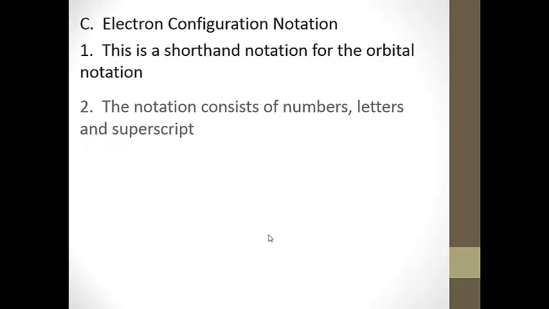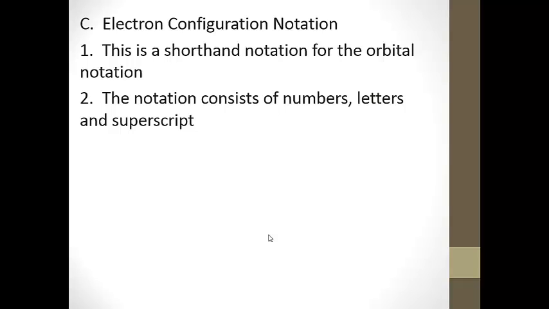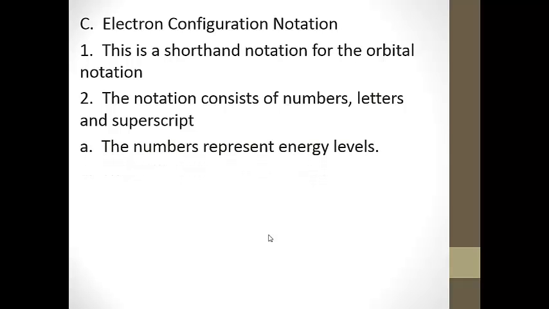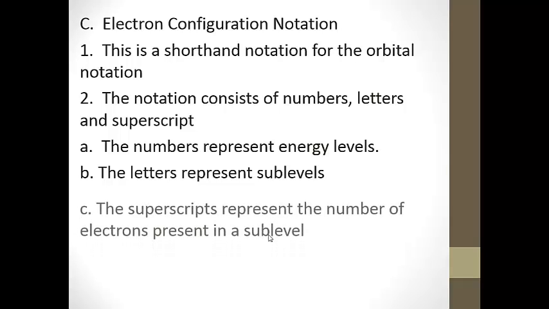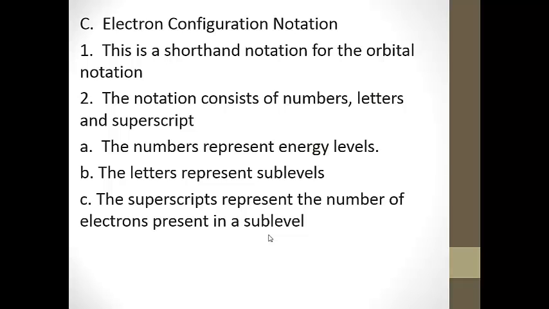Our shorthand notation is going to consist of a few things. It's going to consist of numbers, letters, and a superscript, and a superscript is written above the letter. Now the number will tell us what energy level we're in. We only have 7 energy levels, so a 1 through a 7. The letter represents the sublevels, so you'll see S, P, D, and F. And then the superscript is going to tell us how many electrons are there.